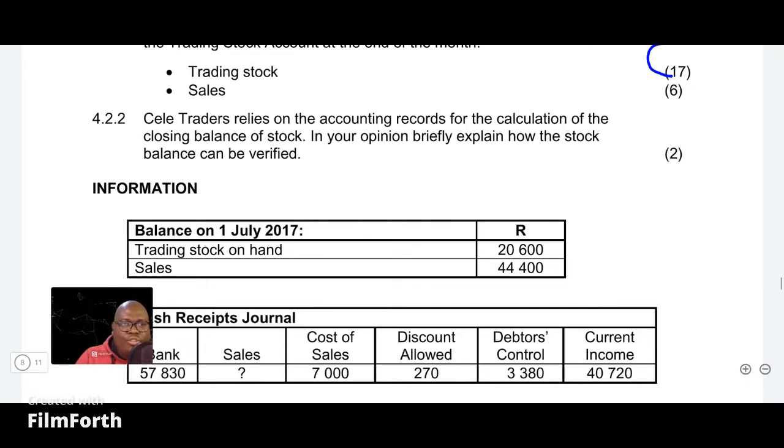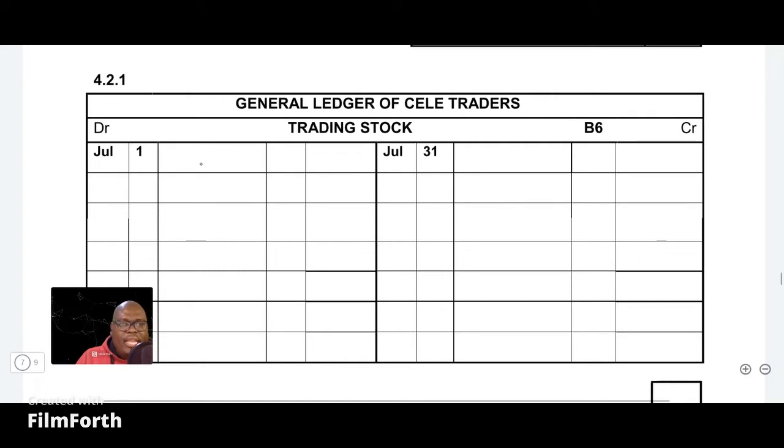So what we can do is to just transfer that opening balance. So we're going to have balance brought down here. Remember, trading stock is an asset, hence it is on the debit side, and then our balance brought down is 20,600, and then you get your particular mark for transferring this information. So you need to make sure that you understand how we do these things.